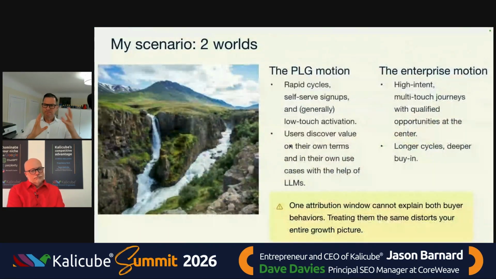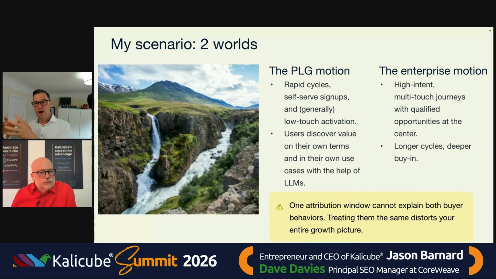So on our end, what we have is the sort of two worlds scenario, right? There's the product-led growth motion where we have rapid cycles, so generally self-service signups. Sometimes there's a little bit of hand holding, but generally self-service signups, right? This is where we have hackathons, stuff like that to bring people into that version of the pipeline. Then our enterprise motion is completely different, right?